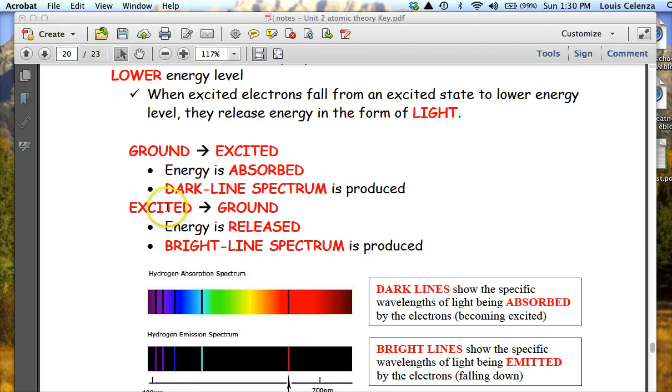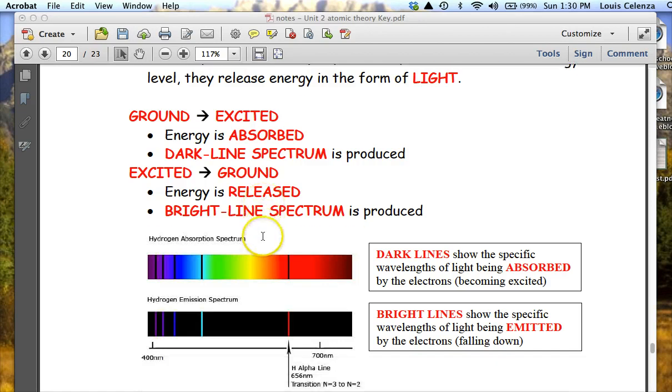When that electron goes from the excited back down to the ground state, energy is released in the form of light. That light is called the bright line spectrum. Now, if we look at that light through an instrument called a spectroscope, you'll see that that light is actually a lot more complex than it looks. I think it's easier if we just do that when we go over the lab.